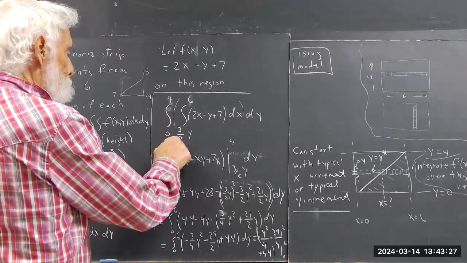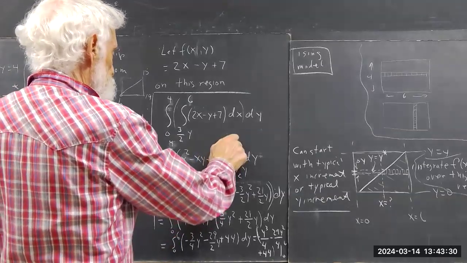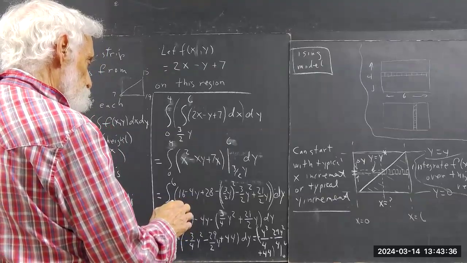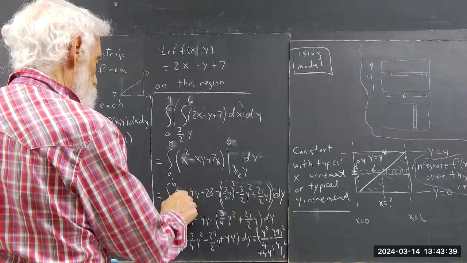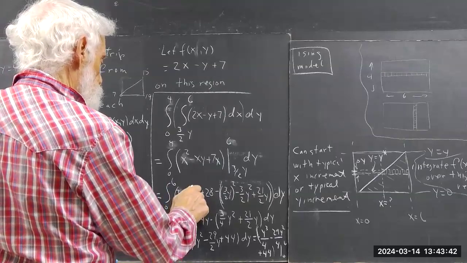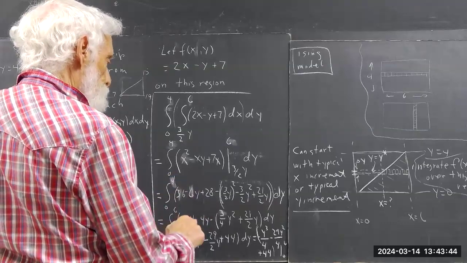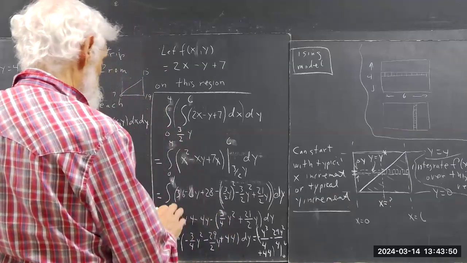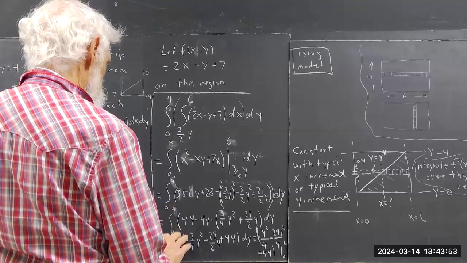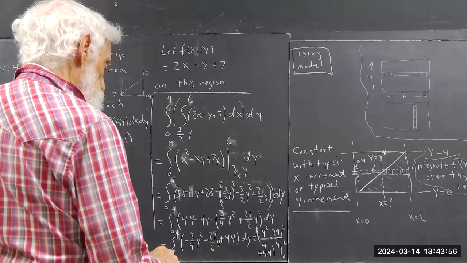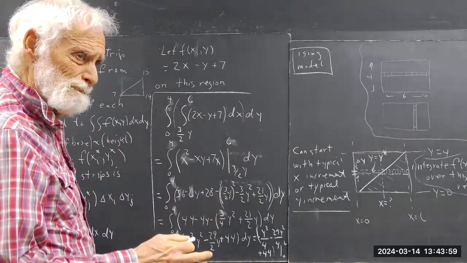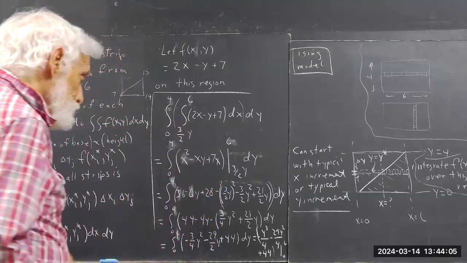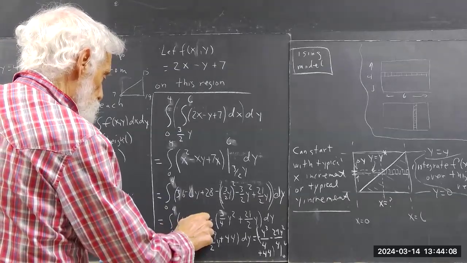Very beginning. I'll correct a lot of this. Six minus 6y. And I apologize for it. That should be a 6y.